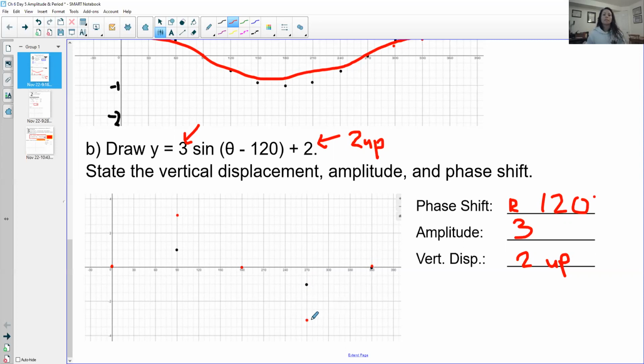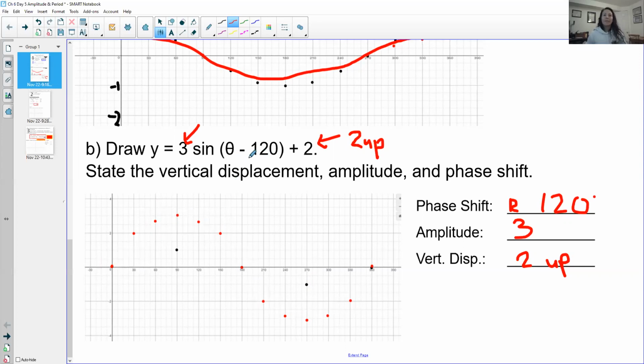Okay, so now we've got this curve kind of going this way. I'm just going to see if I can put some other dots in here for you, just so you can see it a little better. There we go. Okay, so that's what your sine graph would look like.